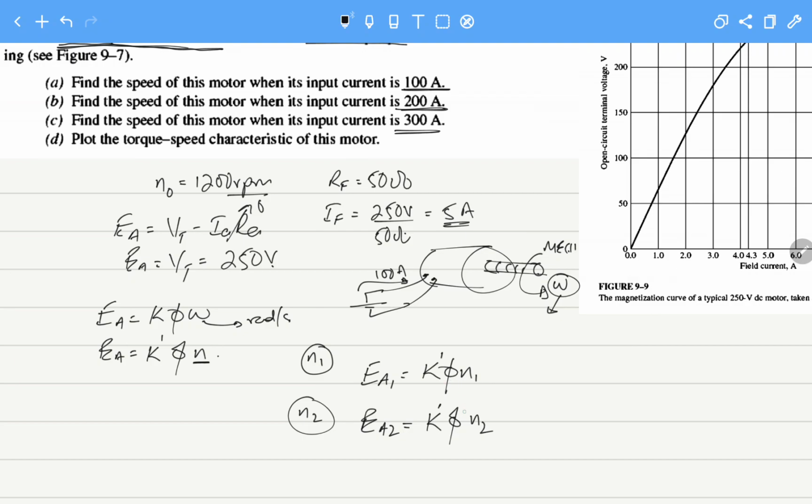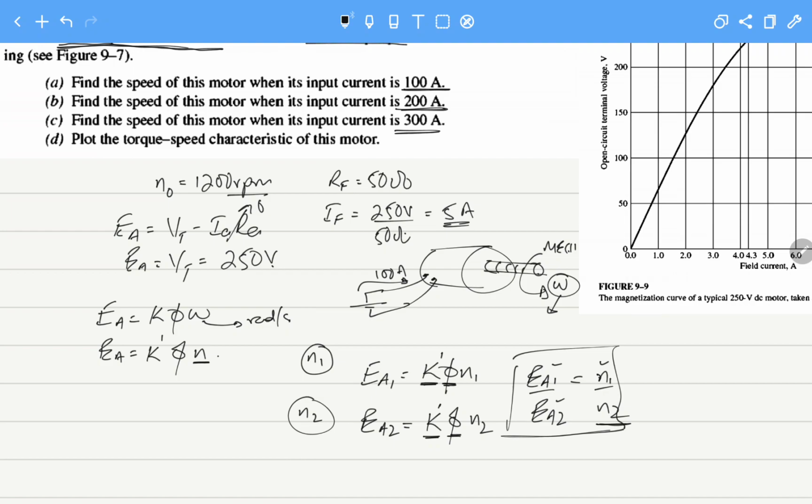And as the machine constant is the same and the flux is also the same for both scenarios, we can write this equation as EA1 over EA2 equals, we can write this relationship. And if we know this relationship, if we know three of the values at one speed, we can easily calculate the values at the other speed.